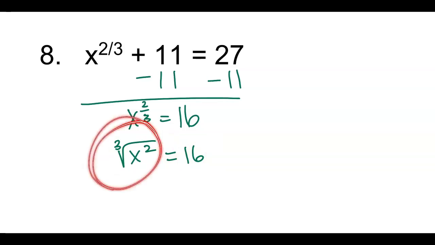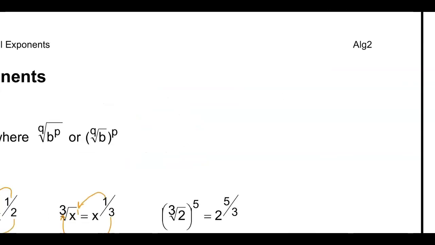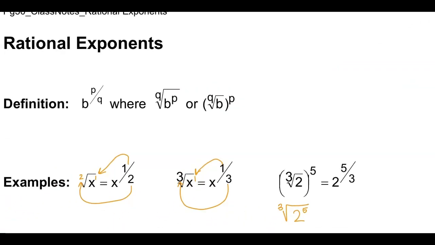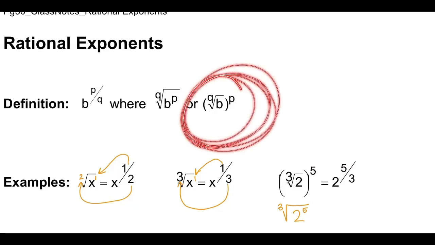Is there a way for me to rewrite this so I don't have to cube first? Is there another way for me to rewrite that radical without having to cube first? To the power of 2, but where would 2 be? Underneath the radical or outside? Outside. This is your other way of writing it, guys.